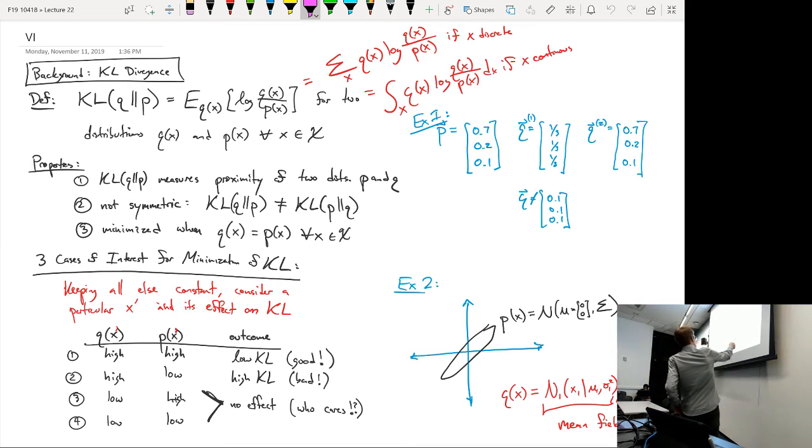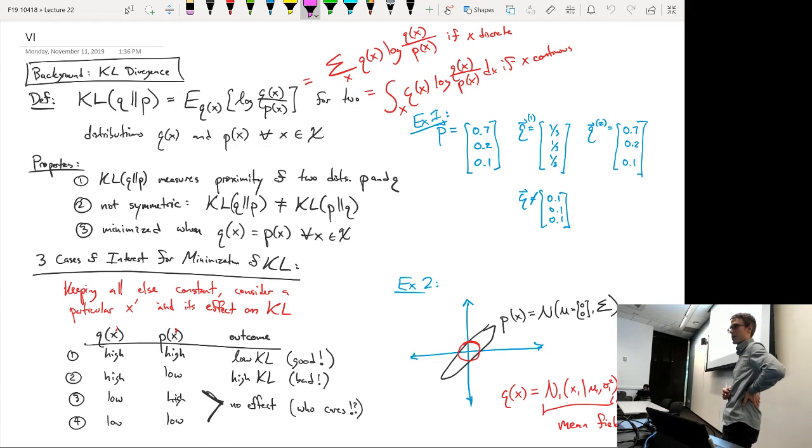And the question is, what is the Q of x that has lowest KL divergence to P of x for this case? And it turns out that it's going to be a distribution that looks like this, that puts most of its probability mass symmetrically around the origin. Okay, so why on earth would that be the Q of x that we get back here?